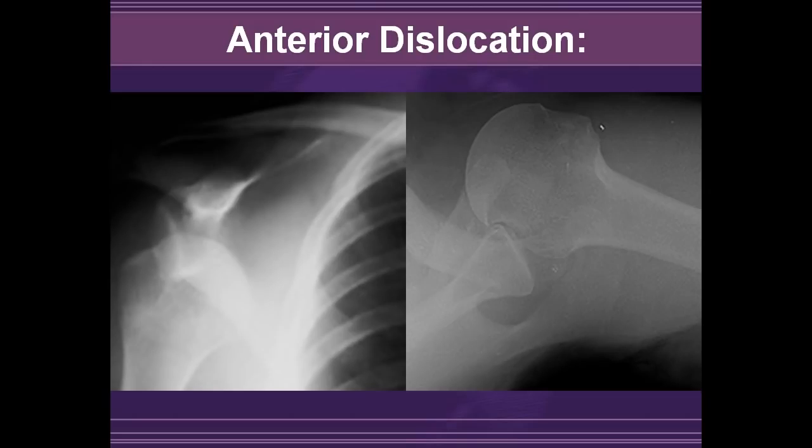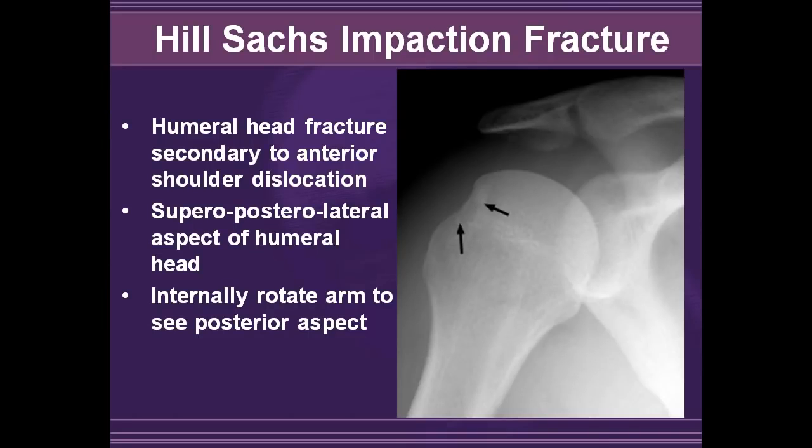Additionally, we see a Hill-Sachs impaction fracture where the posterior aspect of the humeral head is caught on the anterior portion of the glenoid. So one of the complications of an anterior dislocation is a Hill-Sachs impaction fracture. Basically, the humeral head impacts against the glenoid, and this may occur during the actual dislocation or during attempts to replace the head back into normal position. In order to see this, you should internally rotate the arm to see the posterior aspect of the humeral head and then image it in the oblique lateral view.